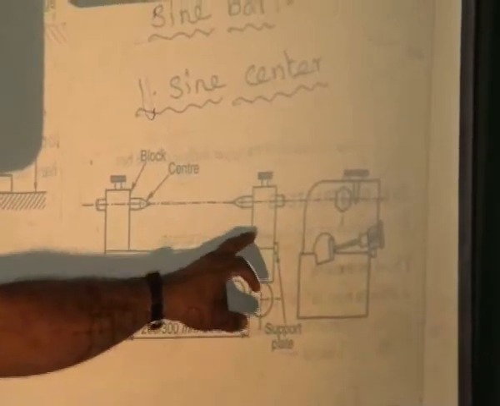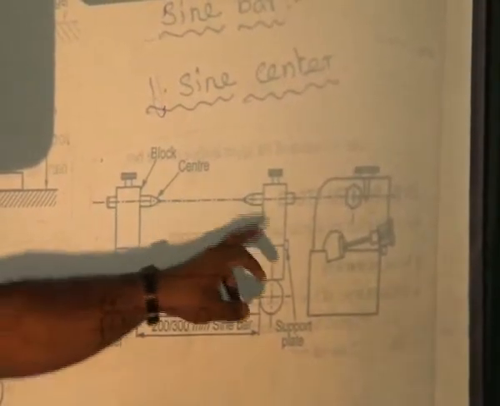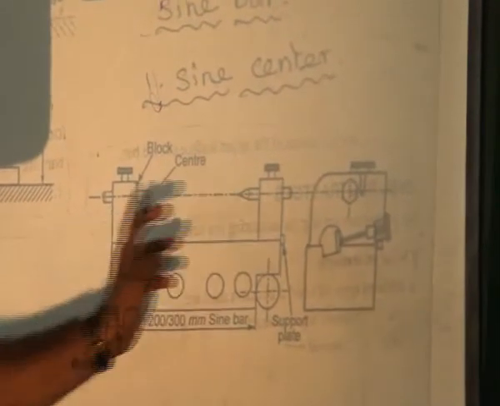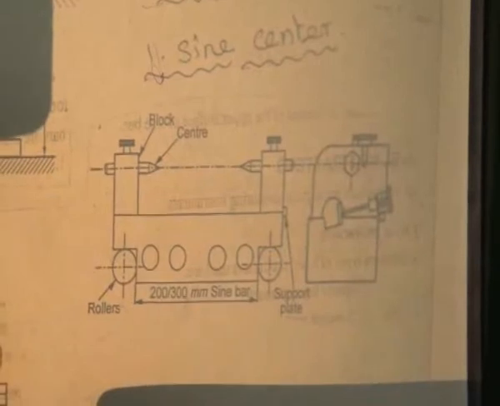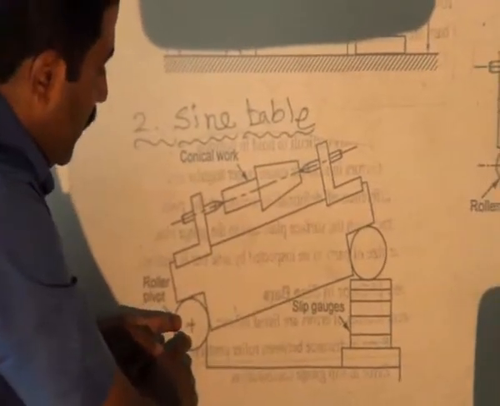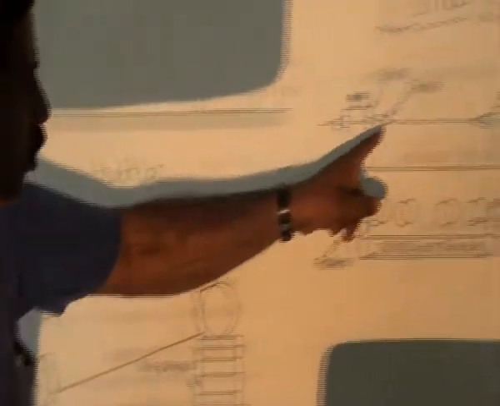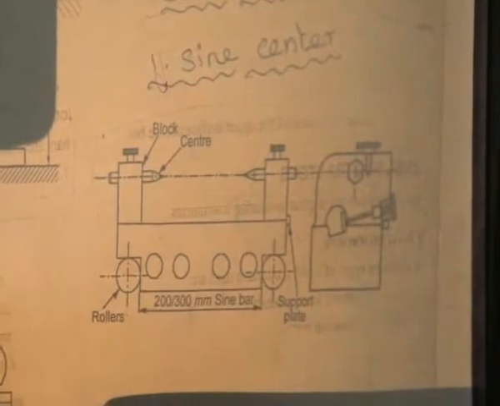Both ends are having centers, so we have to set the component between these centers. One end is fixed in the table, and the other end is this one. So here we have to set the component in between.